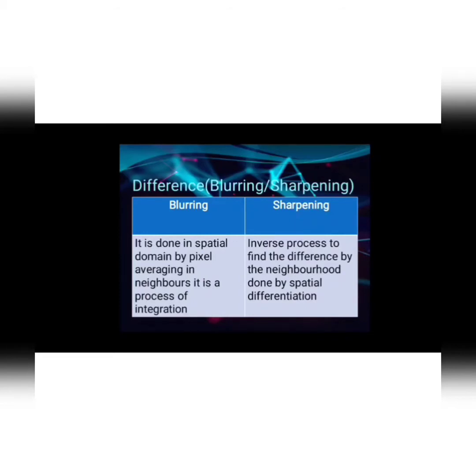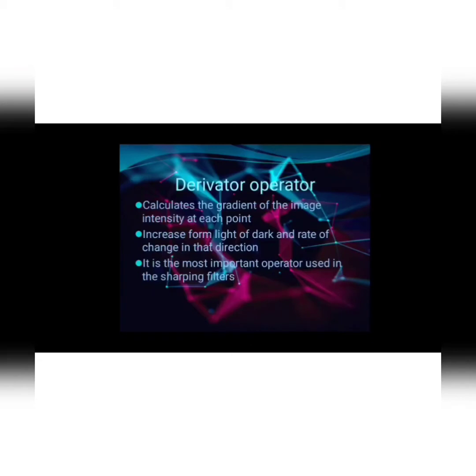And what is sharpening? The inverse process of blurring is sharpening. It is used to find the difference between neighbors, and it is done by spatial differentiation. In sharpening filters, the most important operator used is the derivative operator.